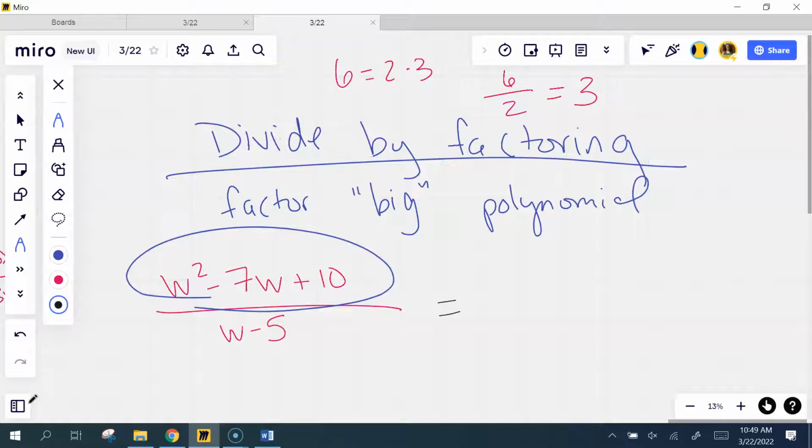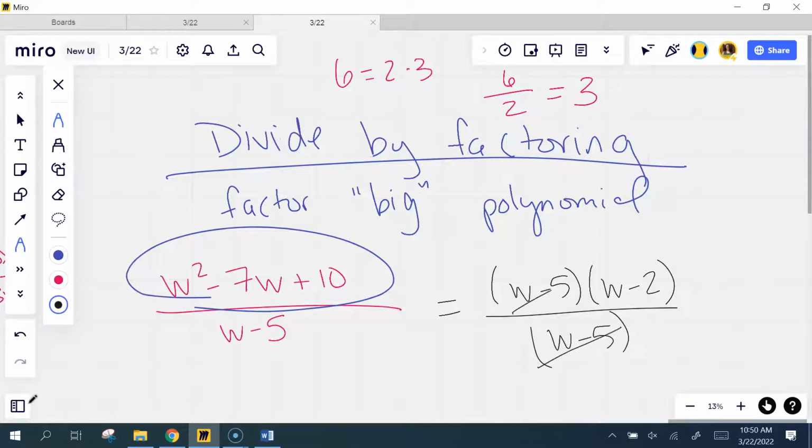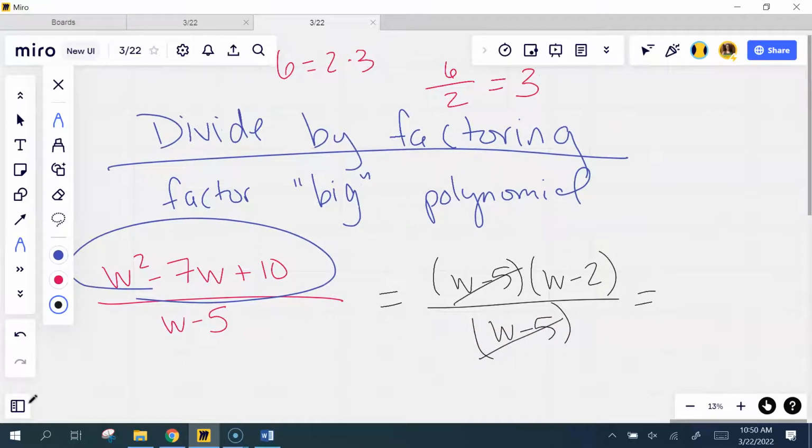Yep, but the a is a 1, so I can shortcut it, right? So how does it factor? Negative 5 and negative 2. Do you agree with that? Well, since these whole factors are the same top and bottom, that leaves me with w minus 2. So this divided equals w minus 2.